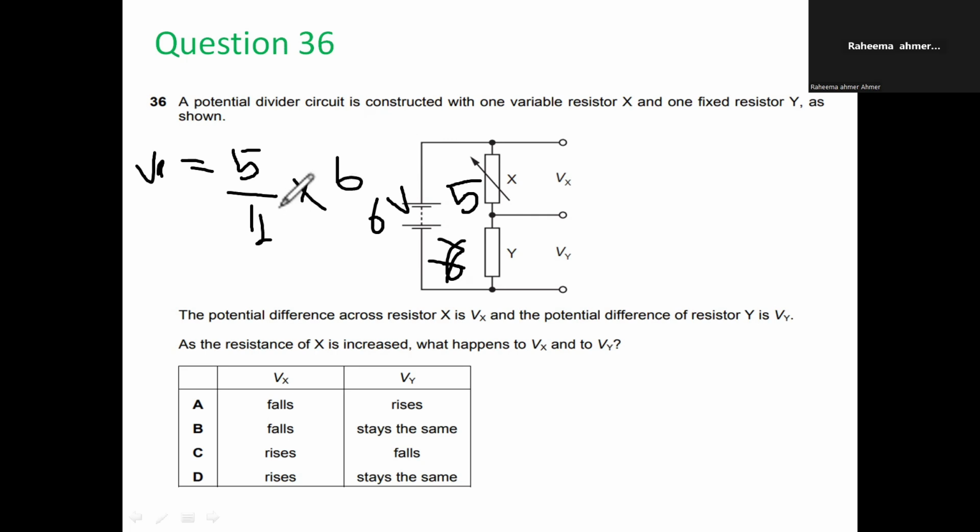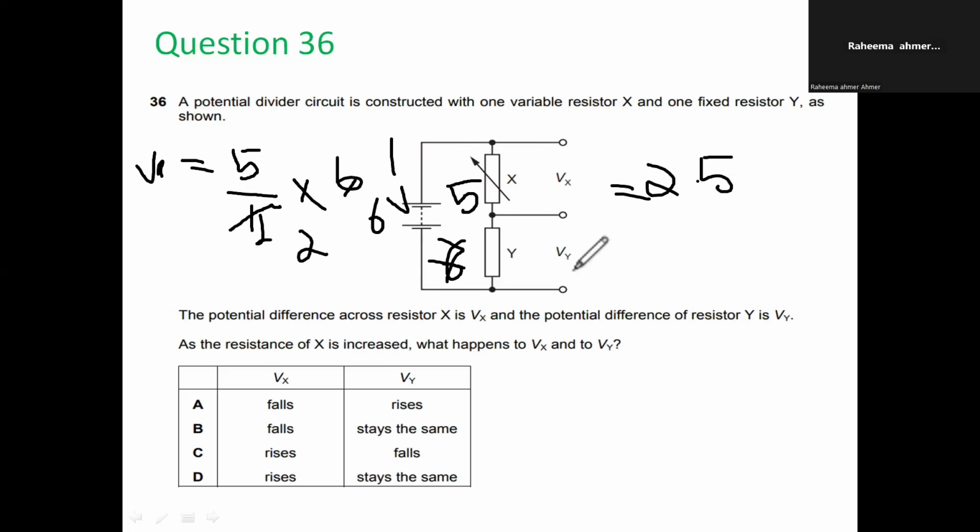Okay, so this one would be 2, and this one would be 1. So 5 upon 2 is equal to 2.5, right? So the value of Vx is 2.5 when the resistance is 5 ohm.